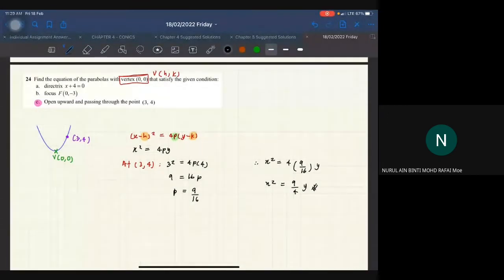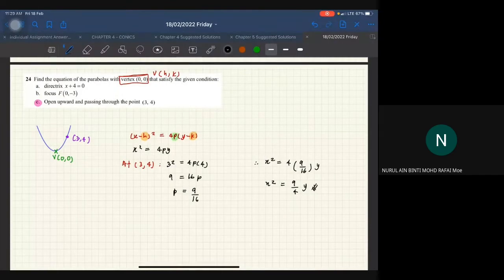Is there any other question? Okay. Alright, good. Okay, so 24C settle. Okay, so 24A dengan B ada masalah tak? Tak ada, saya anggap tak ada. Okay, so jom kita teruskan.